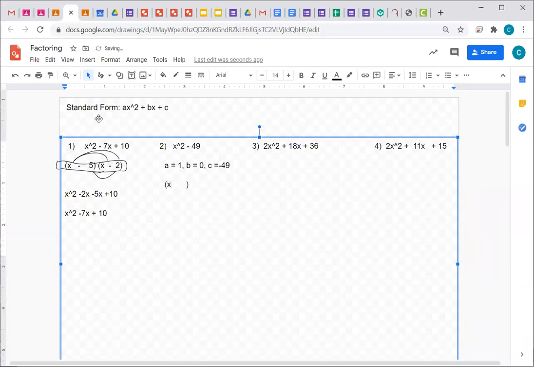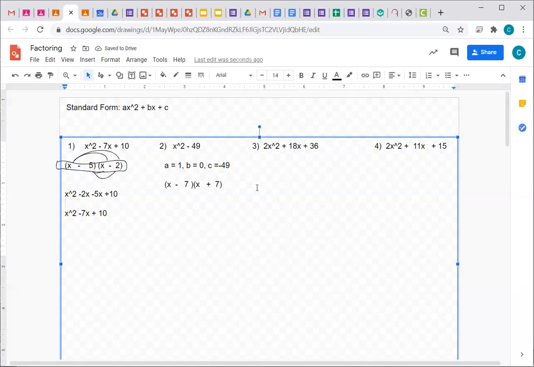So first I put my x's in front, and I say the two numbers are -7 and +7. There you go. Okay, so that's our answer.